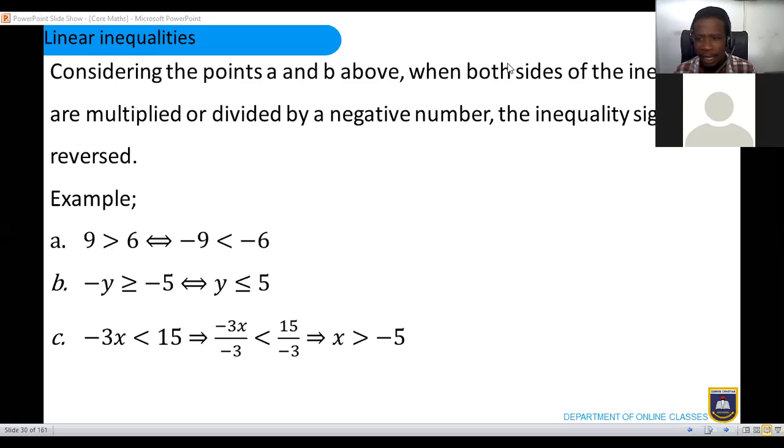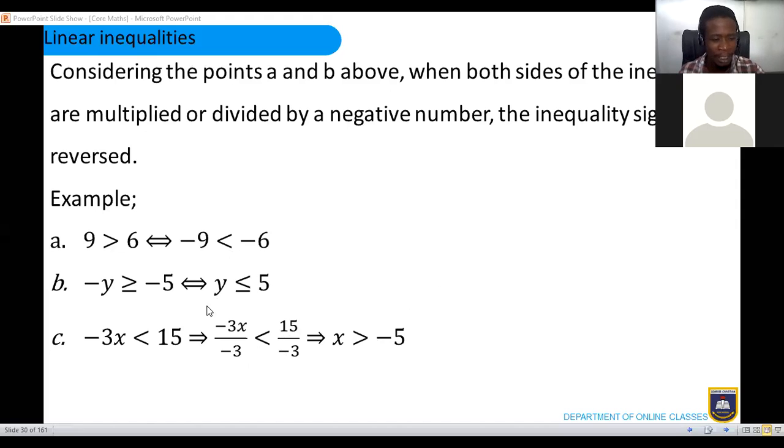Yes, Grace, ask your question. Sir, please, can you use a positive number? Can you use a positive number for x is greater than -5? Okay, please get it right from here.